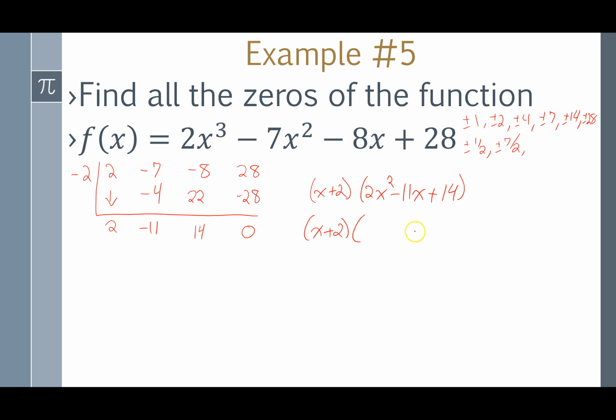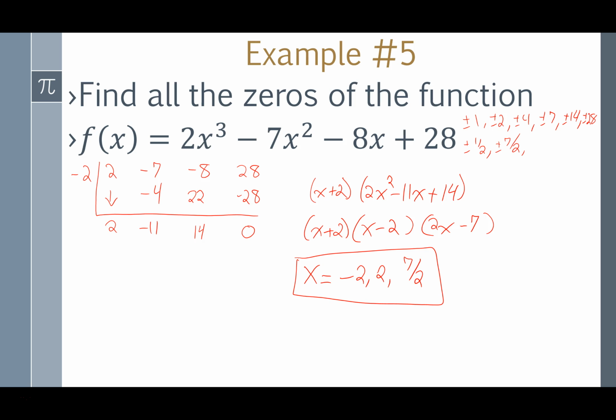So now, again, you're going through your grouping method to work it out. I'll just tell you that your answer will be x minus 2, and then 2x minus 7, when you do the full process. So you get -2, +2, and then +7/2 for your answers.